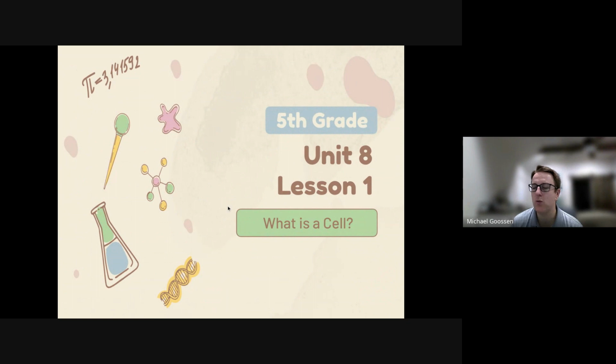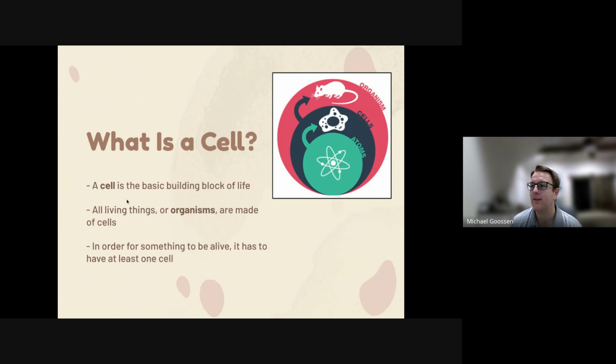So here we go. Lesson 1 is called What is a Cell? So if you're wondering that, we'll start with that answer. A cell is the basic building block of life. All living organisms are made of cells. And remember, an organism is a living thing. In order to be alive, it must have at least one cell.